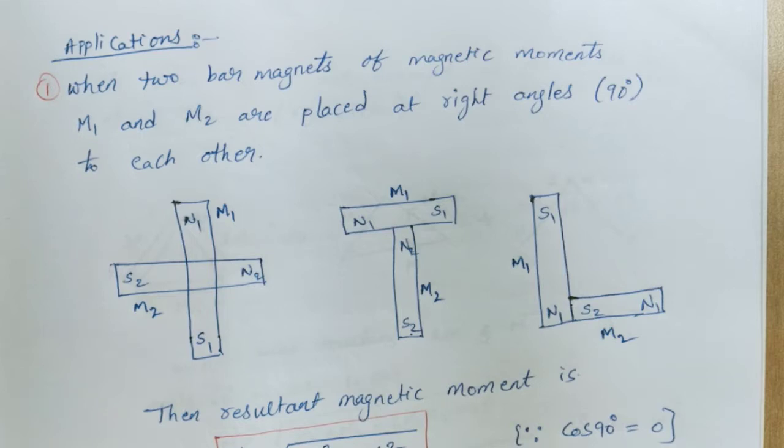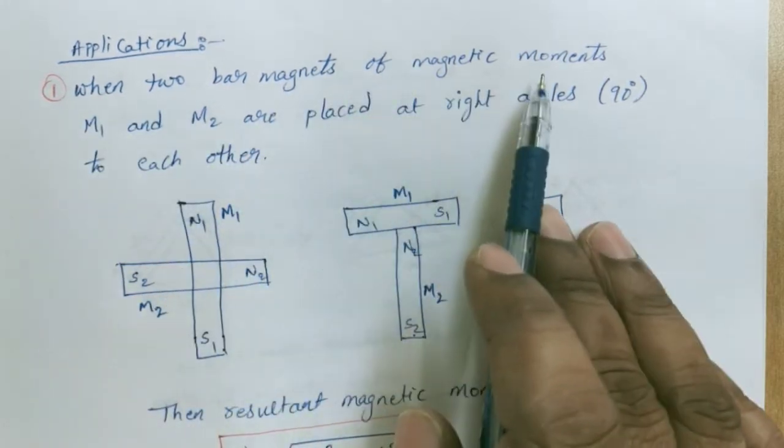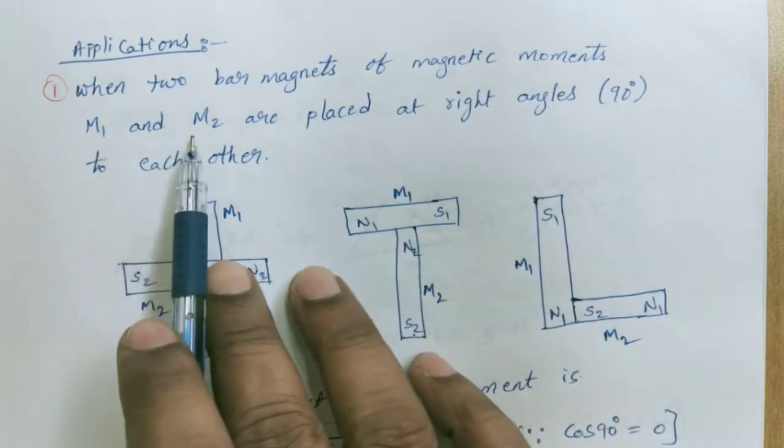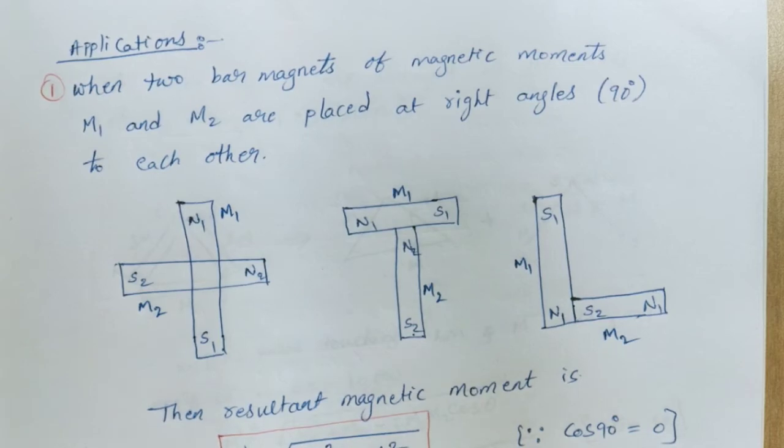See students, now in this class we are going to look at different arrangements of magnets. First application I am going to discuss with you. What is that application? When two bar magnets of magnetic moments m1 and m2 are placed at right angles to each other. This is the given thing.